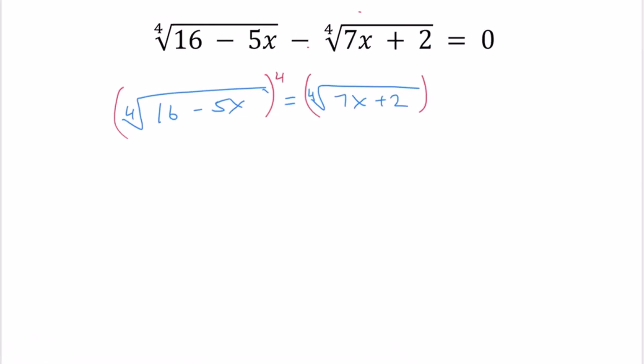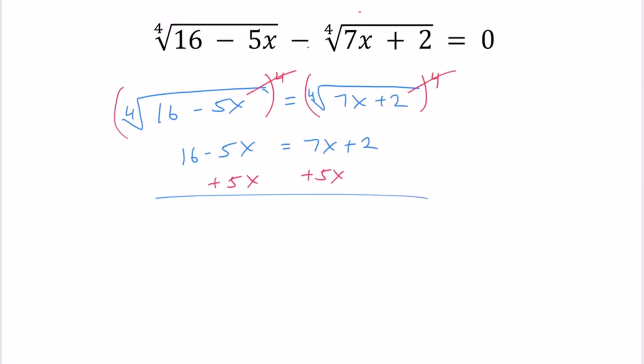Raise both sides to the fourth power. The fourth root and the exponent cancel out. So we have 16 minus 5x is equal to 7x plus 2. Solve for x. So get x to one side. So add the 5x over. And we have 16 is equal to 12x plus 2.